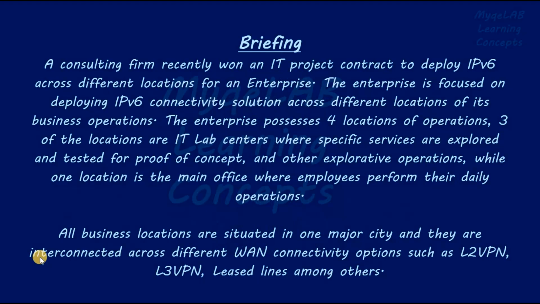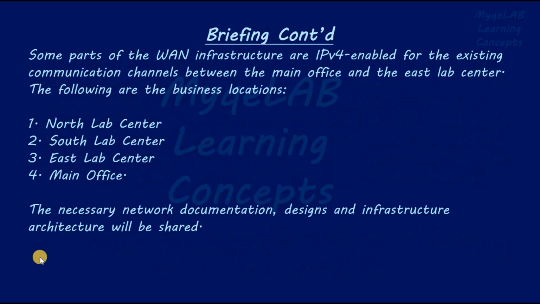So the summary of this scenario is a consulting company that won a contract from an enterprise to deploy IPv6 across different locations. This enterprise has 4 locations. 3 of these locations are lab centers where they are doing different kind of exploration as well as deployments within a small scale proof of concept and things like that, while they have just one main office. And all of these locations are interconnected using different WAN connectivity and technology. The locations are listed here, north, south, east, and then the main office.